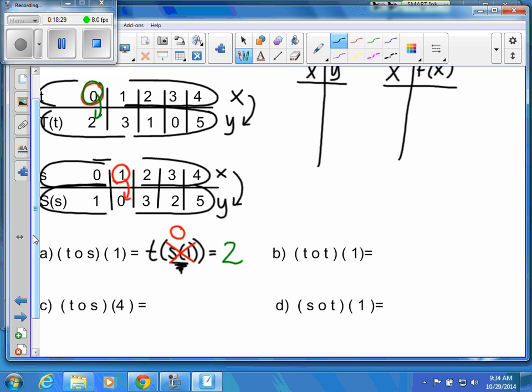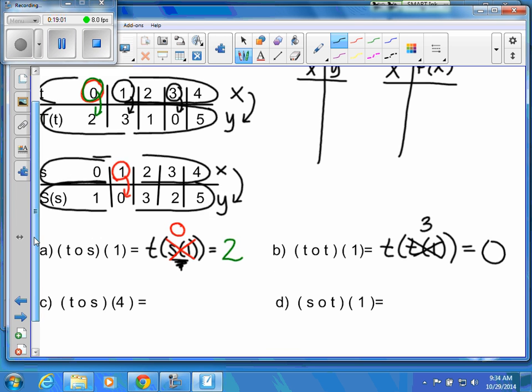Okay, let's do another one. Let's do t of t of 1. We're only looking under the t's. I'm going to do t of 1 in black. So what is t of 1? I'm going to circle t of 1, and I'm going to arrow down. t of 1 is 3. I'm going to cancel it out and put 3. Now I'm going to find t of 3 and arrow down. The answer is 0.